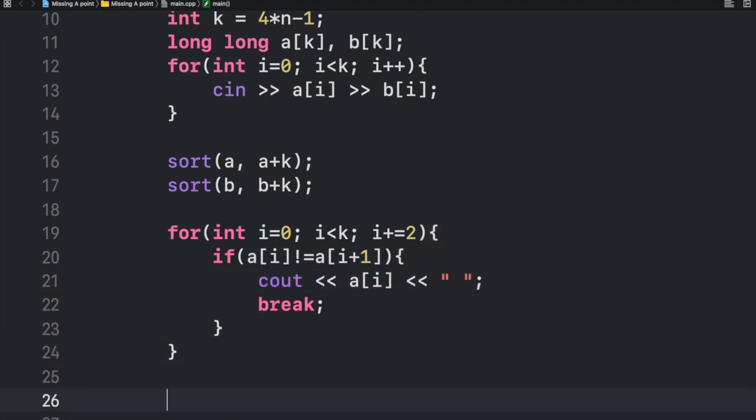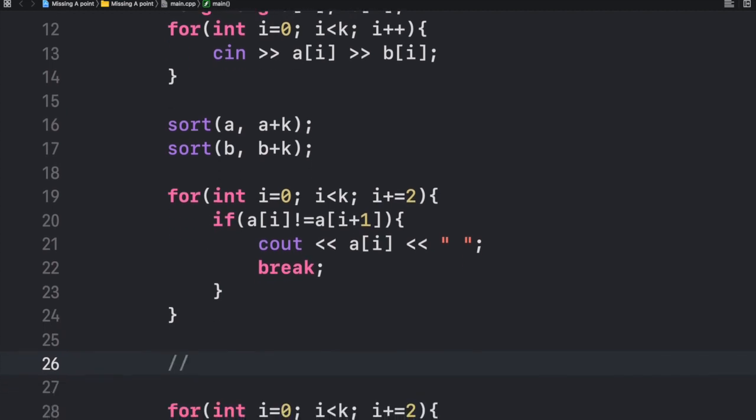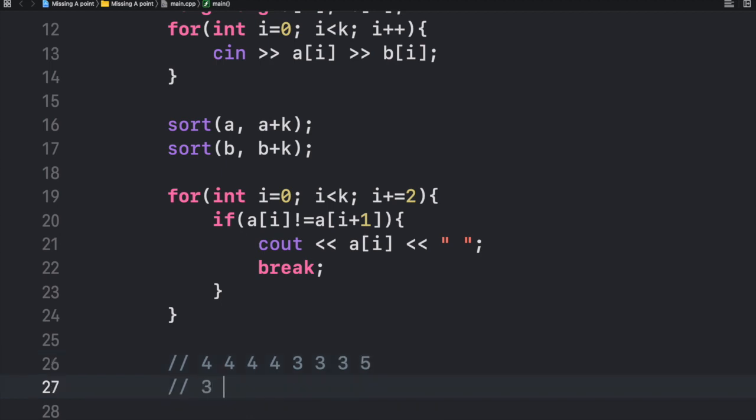Just to go over a quick example here, say we have the test case 4, 4, 4, 4, 3, 3, 5, 3, 3, 3, 5. Sorting this yields 3, 3, 3, 4, 4, 4, 4, and 5. Now in our loop, we go through the first two numbers, a 3 and a 3. We check. They're equal, so we won't do anything. Then i is going to plus equal 2, and we move on to the next set of numbers.